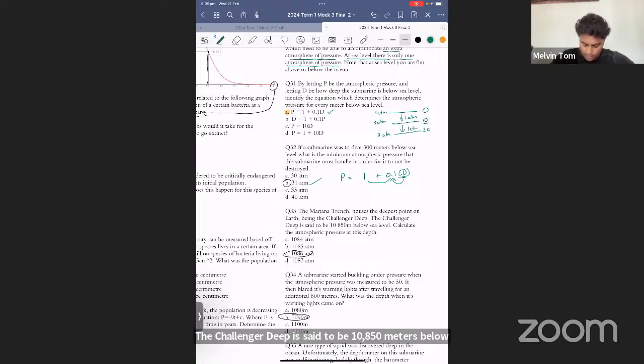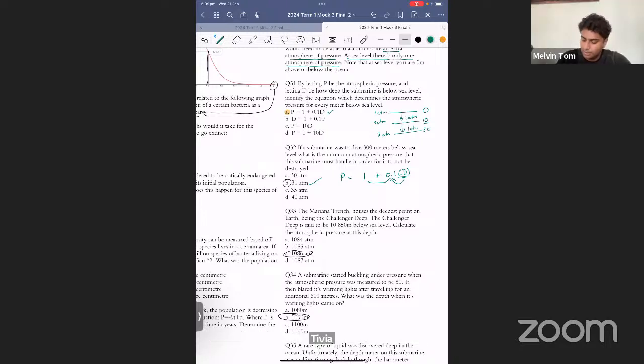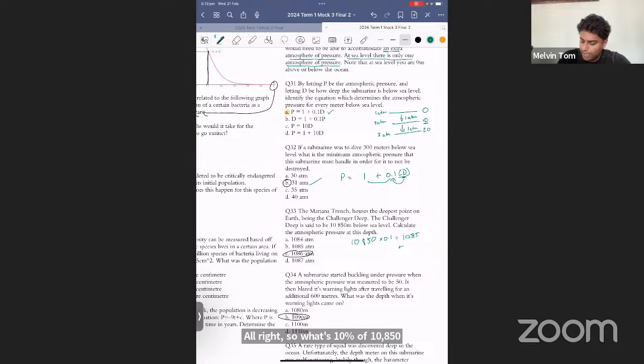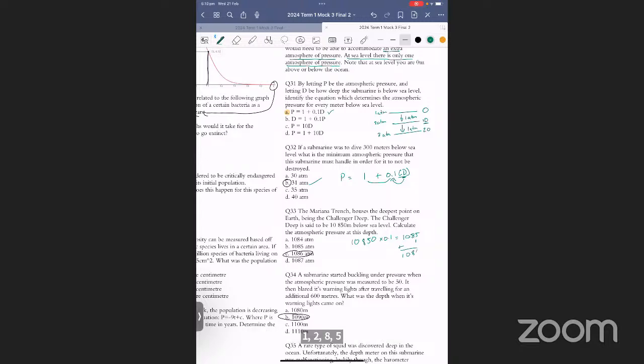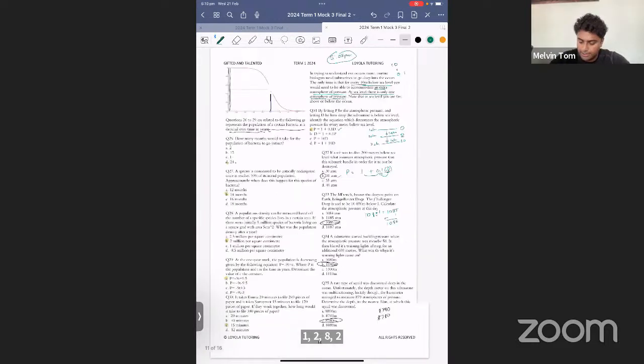All right, let's take a look. We know the pressure is 10% of the depth plus 1 extra, correct, Tivia? Yes. So what's 10% of 10,850? 1085. And then we add 1 and we get 1086. You understand, Tivia? Yes, thank you. All right, Kate, question number 18.